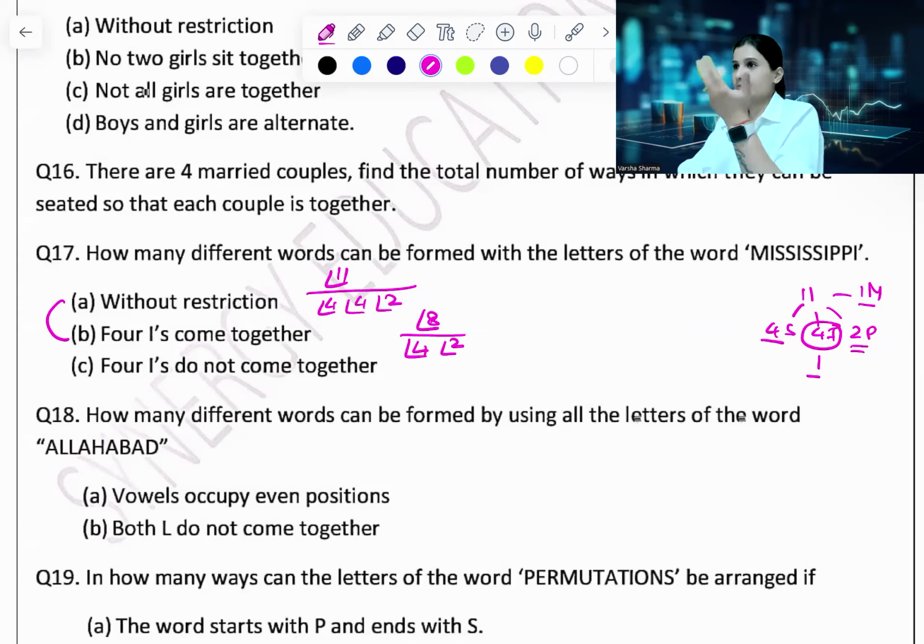In A, we talked about total. B, we talked about being together. C, we don't want them to be together. So total minus together. Clear?